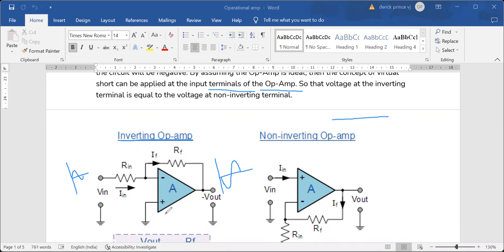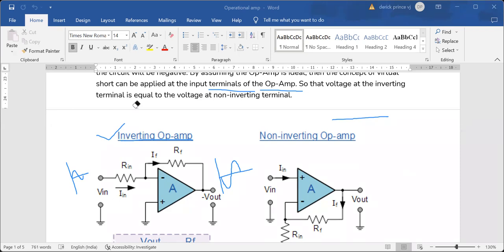Inversion is minus, non-inversion is plus. The plus will be grounded. So this is called an inverting op amp. What do we mean by inverting op amp? The input Vin is given to the inverting pin, that is the minus pin, and this is the feedback resistor, through which the output is fed back. The plus pin, called the non-inverting pin, is grounded. It is a high gain amplifier. Op amps are high gain amplifiers.